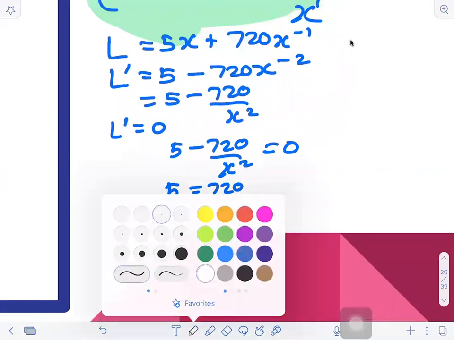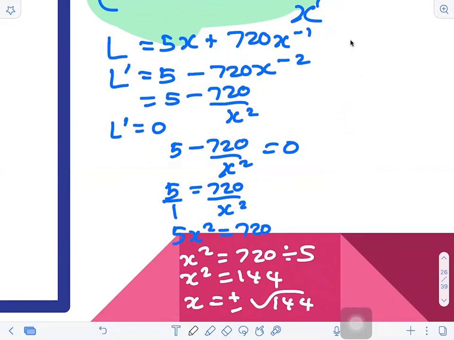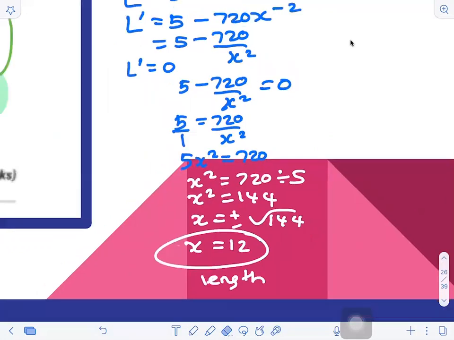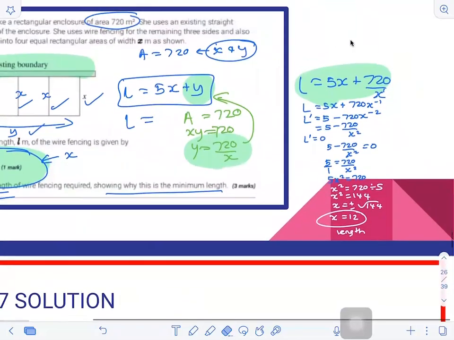That means you'll have 5x squared equals 720. I'm just going to go to that. x squared is 720 divided by 5. Okay, 720 divided by 5, we get 144. So when you square root that, you get plus or minus 12. But because it is a length, I'm only going to take the positive 12. Okay, so the actual question says, find the minimum length. So I've got the length.